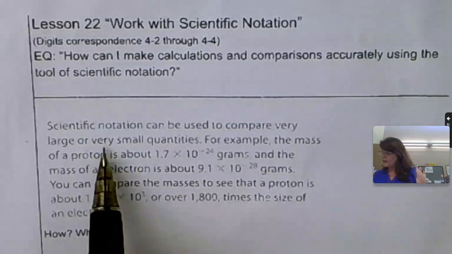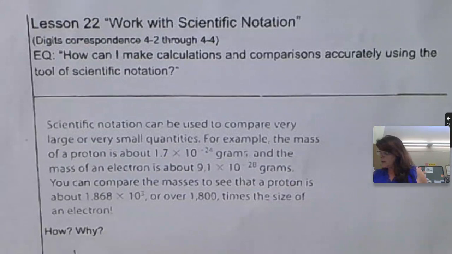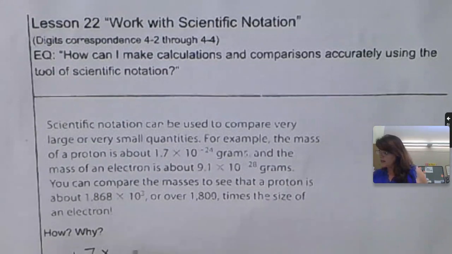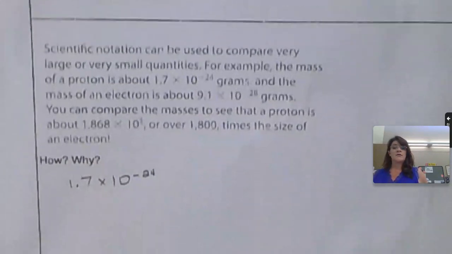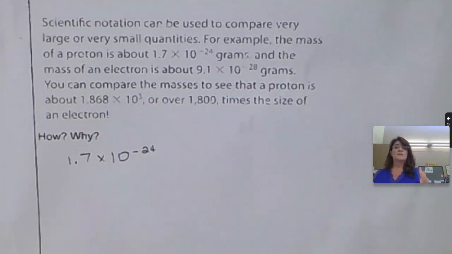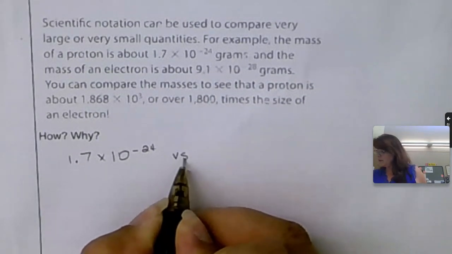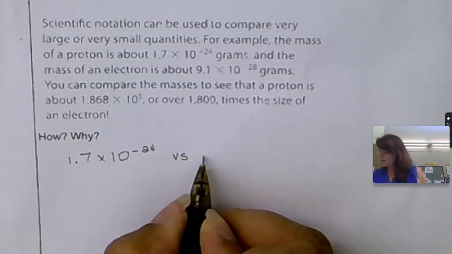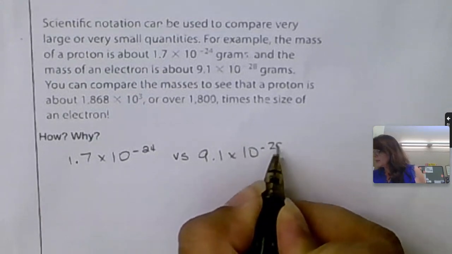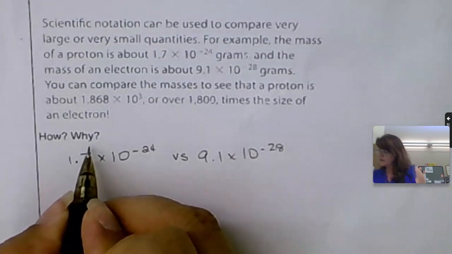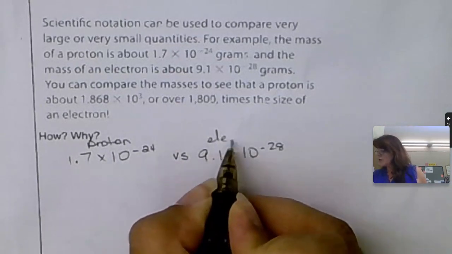Okay, so we're comparing very large or very small quantities. The mass of a proton being 1.7 times 10 to the negative 24th grams. The mass of an electron being 9.1 times 10 to the negative 28 grams. So this is our proton, and this is our electron.